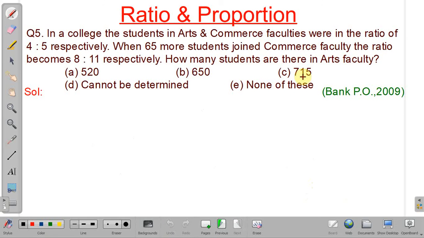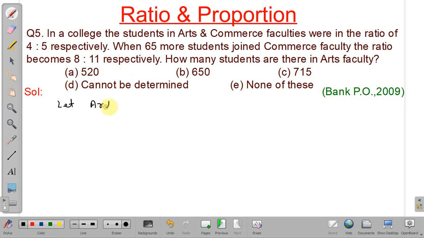See, in this problem, it is given in a college, students in arts and commerce are in the ratio 4 ratio 5. If 65 commerce students join, then the ratio will become 8 ratio 11. That is, arts to commerce students ratio will be 8 ratio 11, and we have to find the number of students in the arts faculty. Okay. So on the basis of the given ratio, we can assume the number of students.